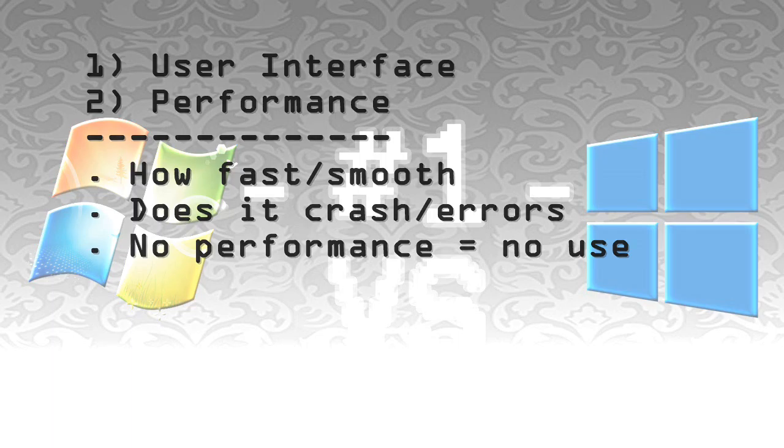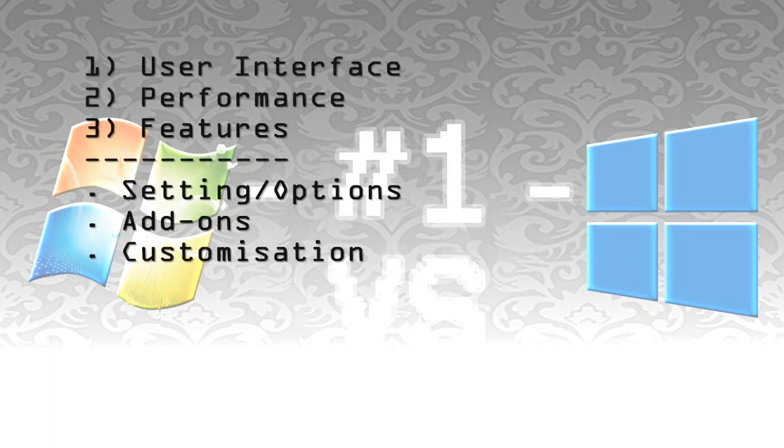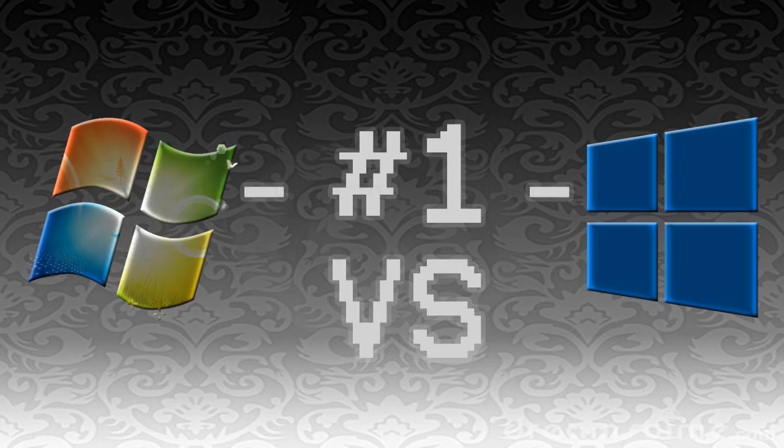And the last one, the third main heading, is features. So basically these are the parts that build up the program and make the program what it is by giving us different types of options and settings to give us more flexibility with the way we use Windows 7 and 10.